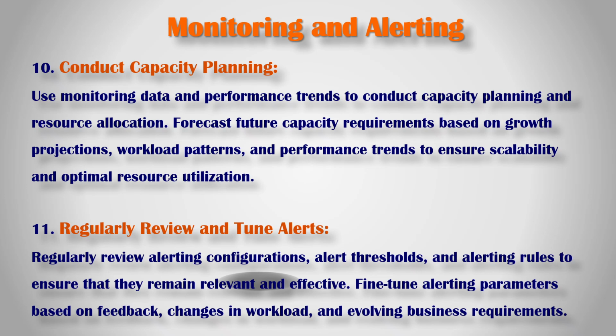10. Conduct capacity planning. Use monitoring data and performance trends to conduct capacity planning and resource allocation. Forecast future capacity requirements based on growth projections, workload patterns, and performance trends to ensure scalability and optimal resource utilization. 11. Regularly review and tune alerts. Regularly review alerting configurations, alert thresholds, and alerting rules to ensure that they remain relevant and effective. Fine-tune alerting parameters based on feedback, changes in workload, and evolving business requirements.